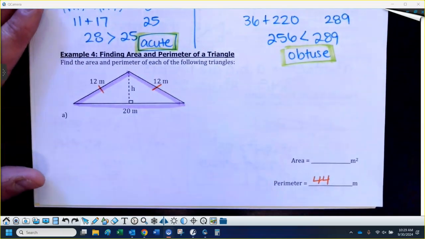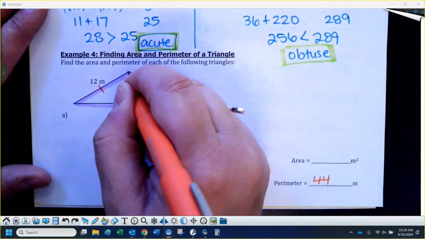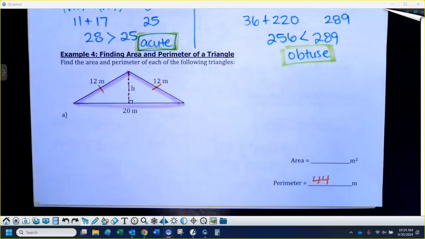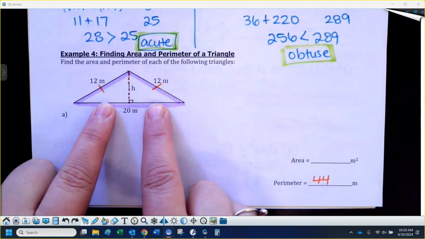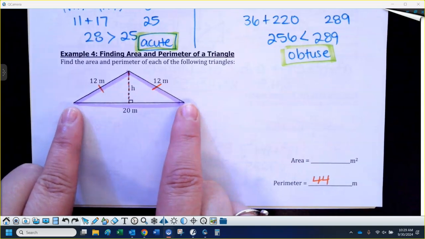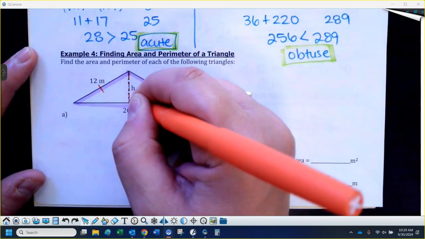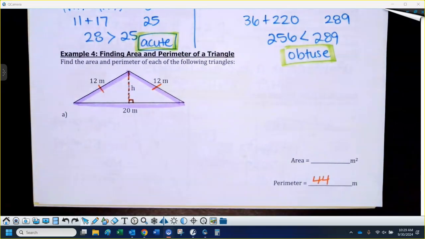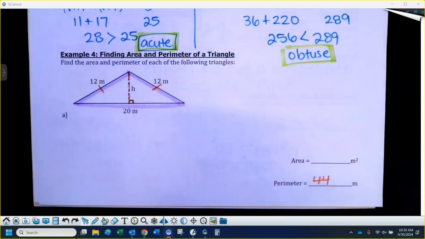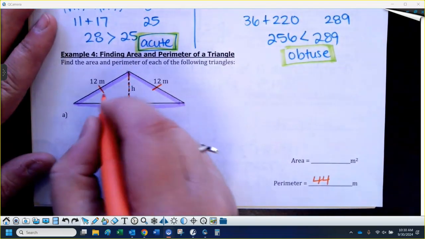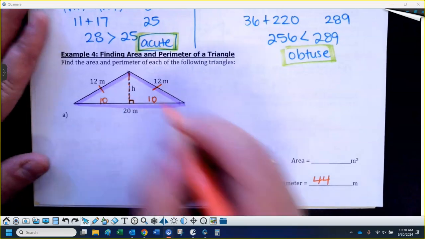Now, this is the reason I'm asking you this. If you have a height that is drawn from the vertex of an isosceles triangle between the two sides that are the same, do you guys know what that does to the side across the bottom here? Do you know what that segment does to the base of the triangle? Cuts it in half, exactly. Okay, so that's going to help us here. So on either side, this would be 10 and this would be 10.